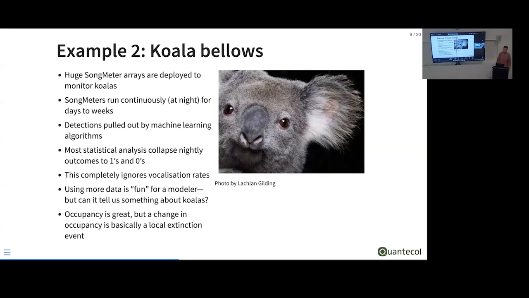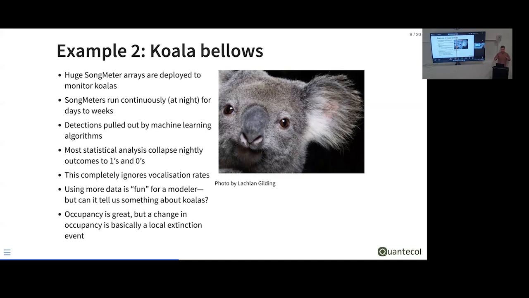Most approaches that I've seen that analyze this type of song meter data just end up collapsing all of the data of a night to a 1 or a 0, whether or not we had a detection. This is understandable because the methods that we're using, usually occupancy models, were really designed for discrete surveys. You can imagine if you manually go to 100 sites and you're looking for koalas, you're not going to sit there from sunset to sunrise and count every timestamp of a koala. You're going to go for half an hour. You're either going to pick it up or you're not, or better, you record the waiting time until you get your first detection, and you have this sort of time to event data. So it's understandable why people aren't using more of the data.